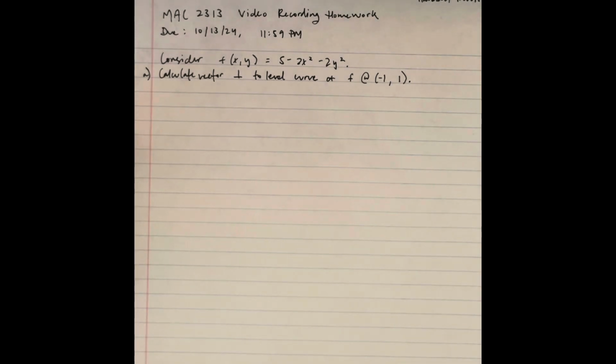All right, so today I'm going to be discussing vectors and level curves for this function that we have. F of x, y is 5 minus 2x squared minus 2y squared. So first they want the vector perpendicular to the level curve of f at negative 1, 1.